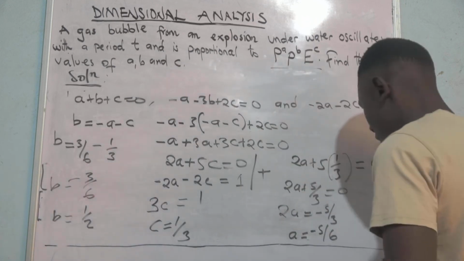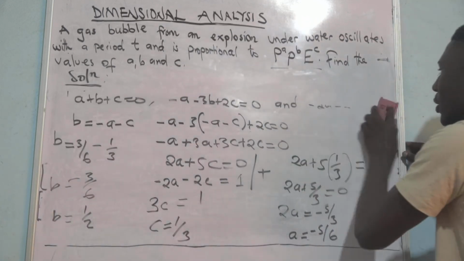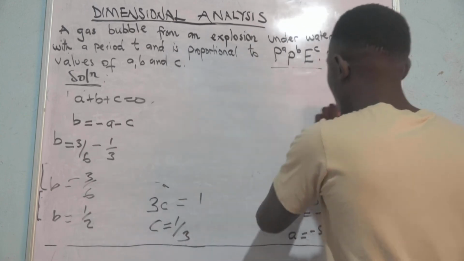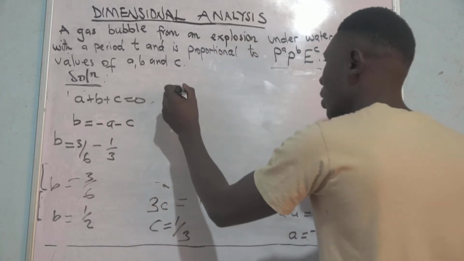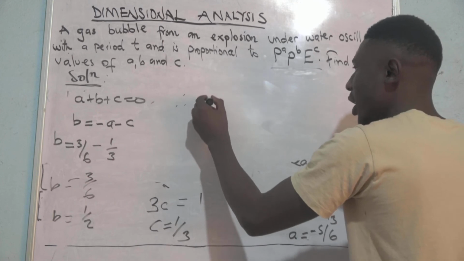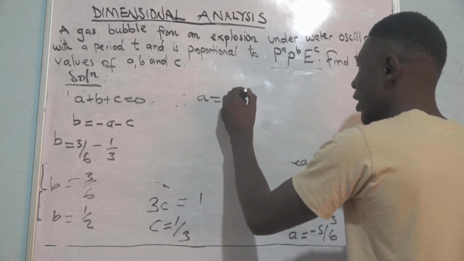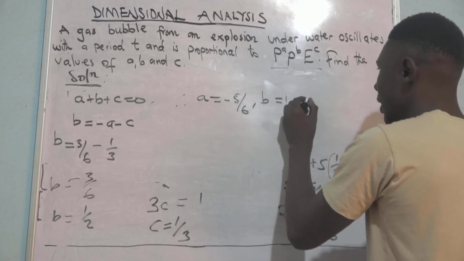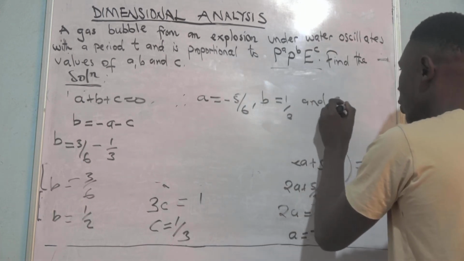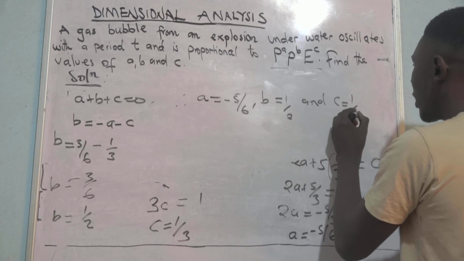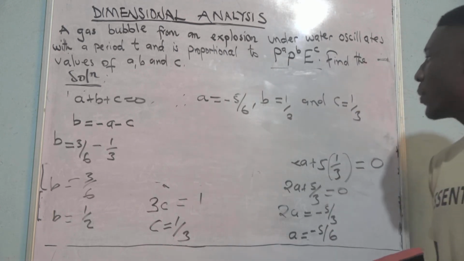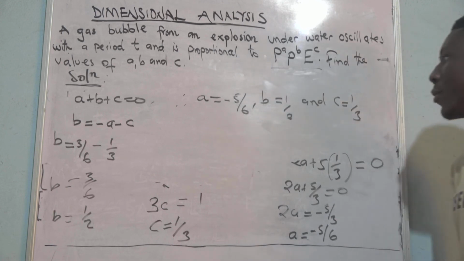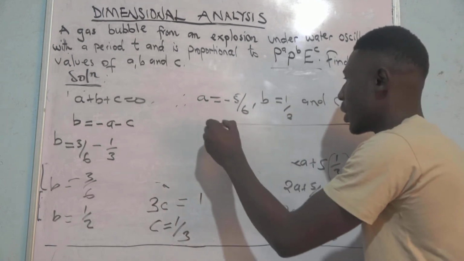Now after this is done, this will therefore mean that we have our values for a to be equal to negative 5 over 6, the value for b to be equal to half, and c to be equal to 1 over 3. So these are the values for a, b, and c. So this is how we find a, b, and c, like this.